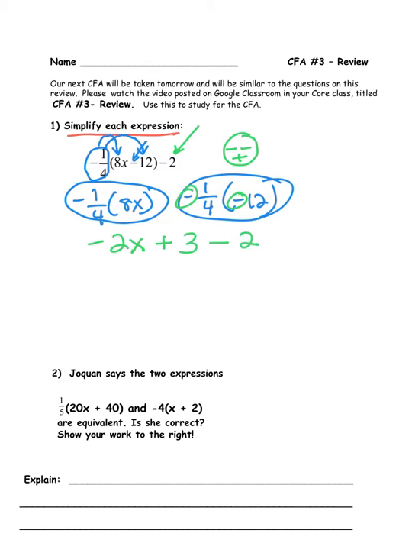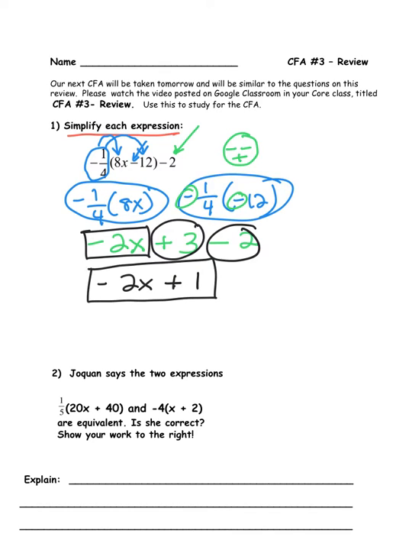Now we're going to collect like terms. And we see that there's only one term that has an x, so I'm going to bring this down. Yet I have two constants, or terms that are without the x. So if I look at positive 3 and negative 2, that becomes positive 1. And we're finished simplifying this problem.